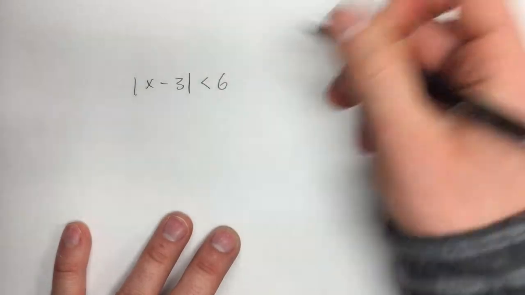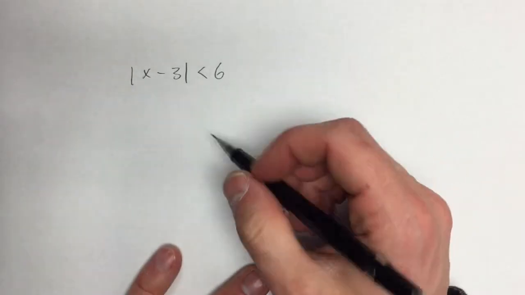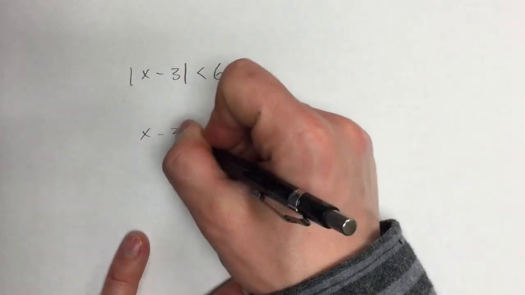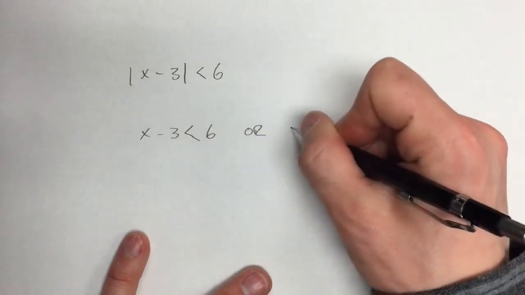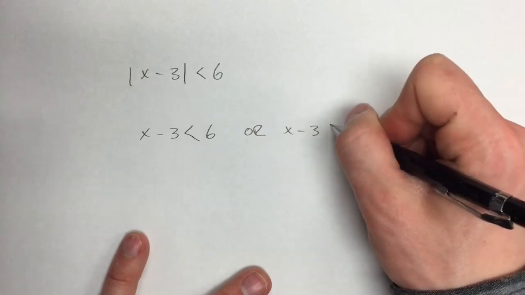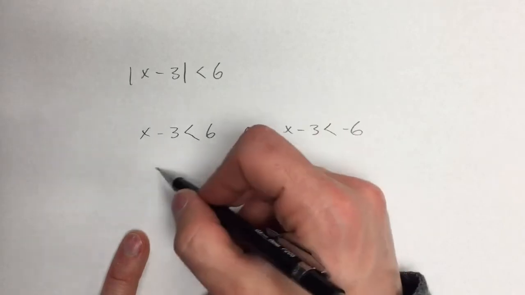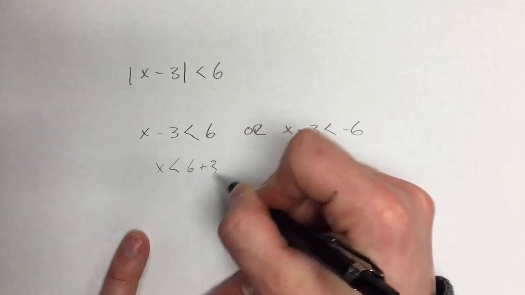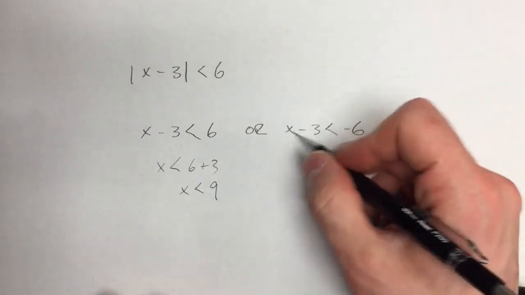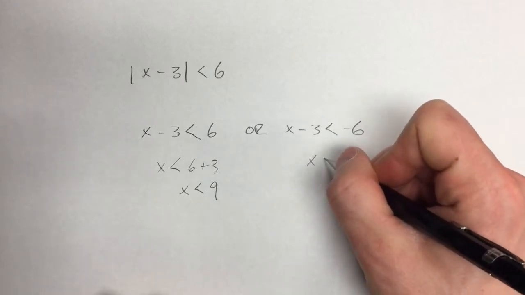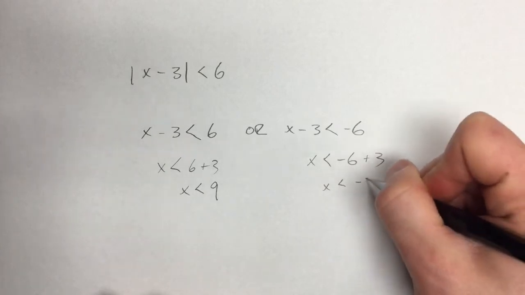is less than 6. And we have to split this into two different equations or inequalities. So let's say x minus 3 is less than 6, and x minus 3 is less than negative 6. Okay, so let's solve this. So let's bring the 3 over to the other side. 6 plus 3, x is less than 9. Or we can bring this to the other side, x is less than negative 6 plus 3, x is less than negative 3.